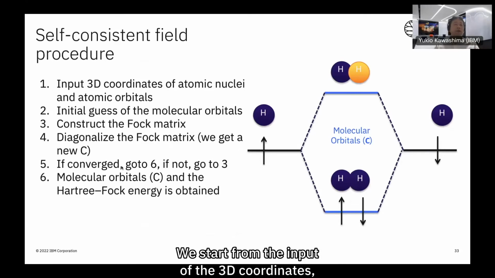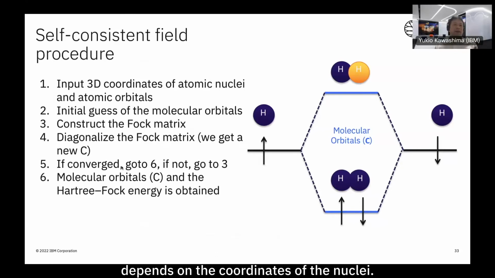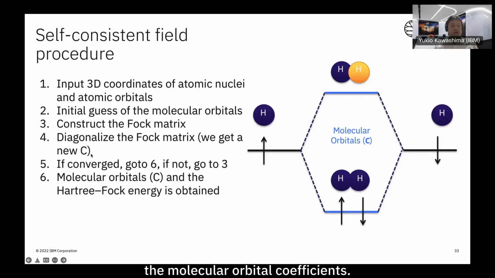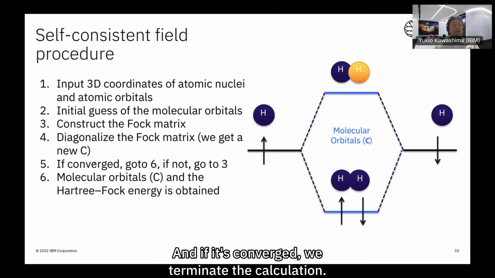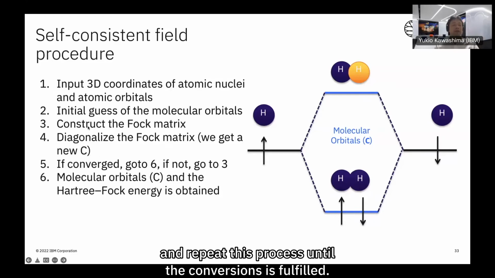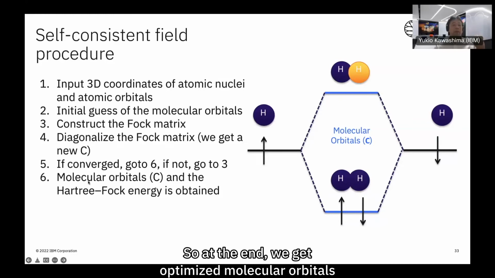We start from the input of the 3D coordinates of the atomic nuclei. As we mentioned, the potential energy depends on the coordinates of the nuclei. And we also determine what kind of atomic orbitals we'll use. Then we will construct the initial guess of the molecular orbitals, and afterwards we construct the Fock matrix. And then we diagonalize it, so at this point we get a new C, the molecular orbital coefficients. And if it's converged, we terminate the calculation, and if not, we go back to step 3 and repeat this process until the convergence is fulfilled. So at the end, we get the optimized molecular orbitals and the Hartree-Fock energy.